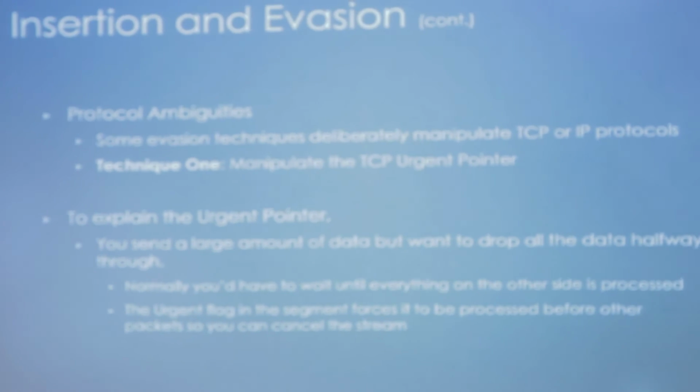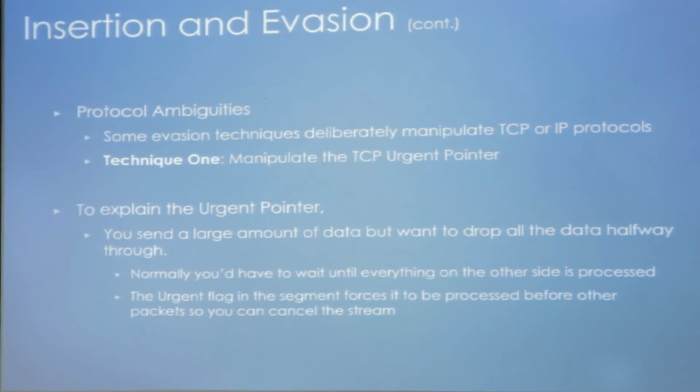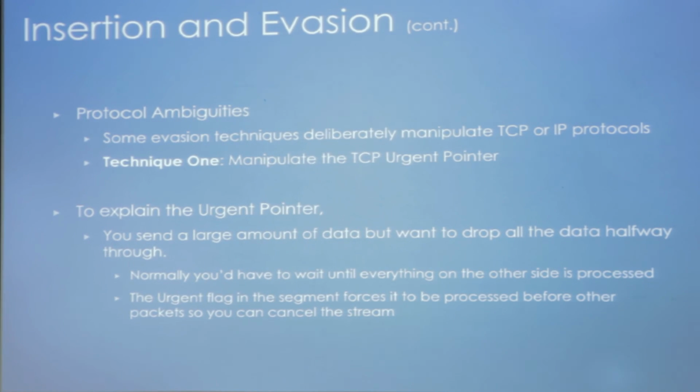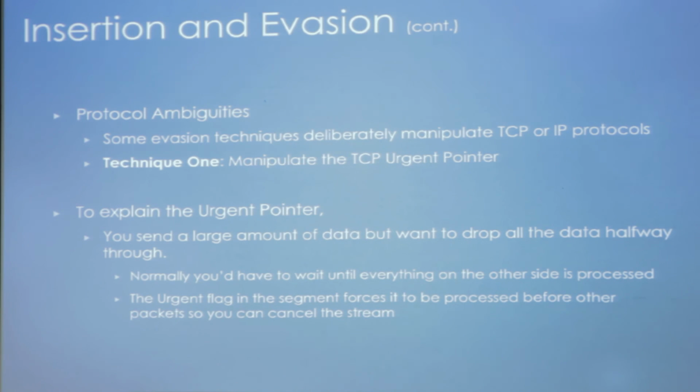Protocol ambiguities. Some evasion techniques deliberately manipulate how TCP or other IP protocols work. So for example, in example 1, you will manipulate the TCP urgent pointer, as it's handled differently on many different operating systems. To explain what an urgent pointer is, essentially if you have a TCP stream and you're sending data, let's say I'm using port 22 SSH and I'm transferring a large set of files, but I realize, oh wait, I forgot to include this other very important core file.